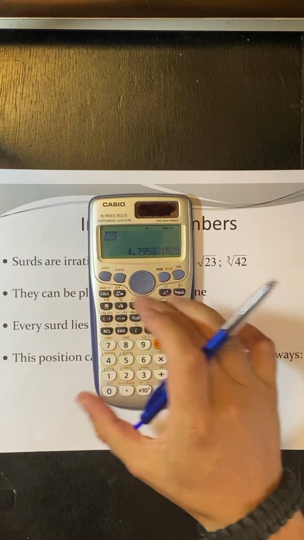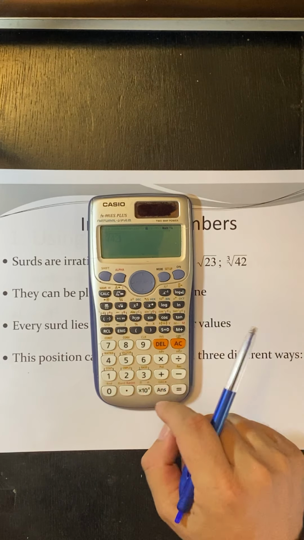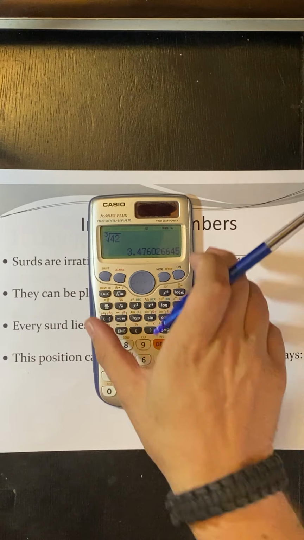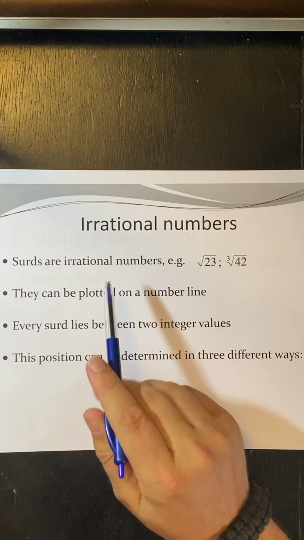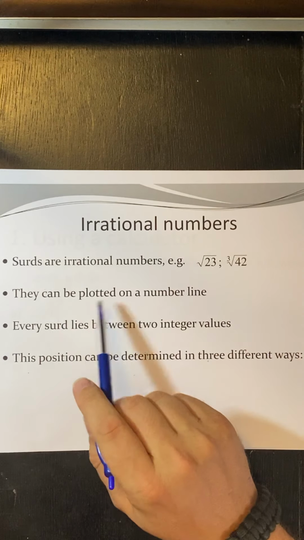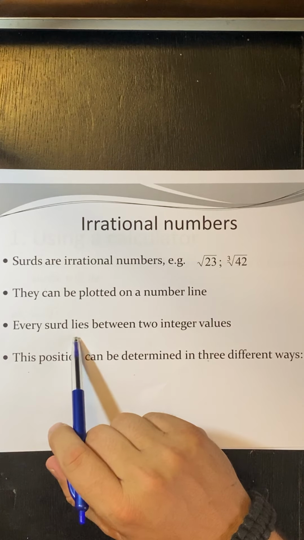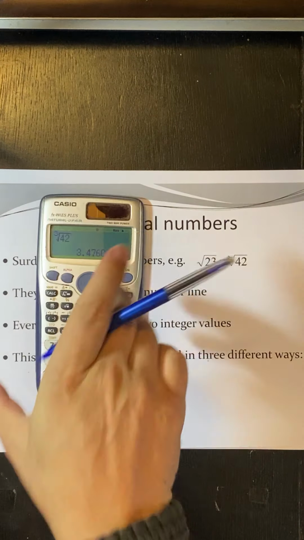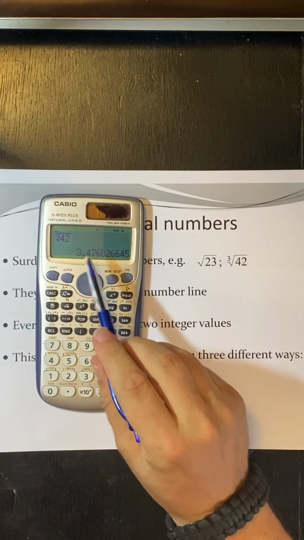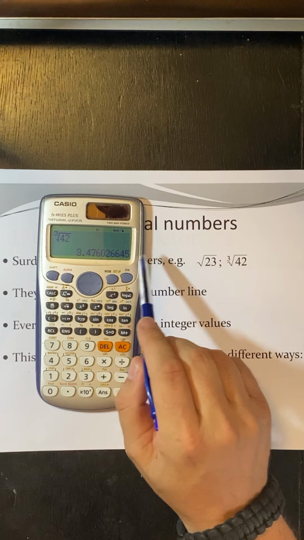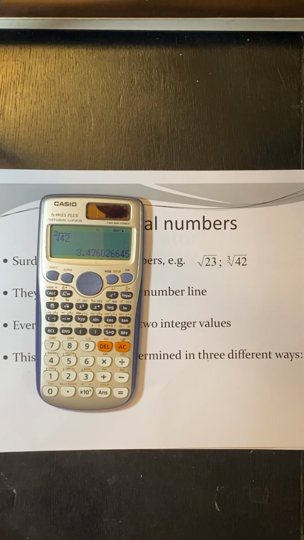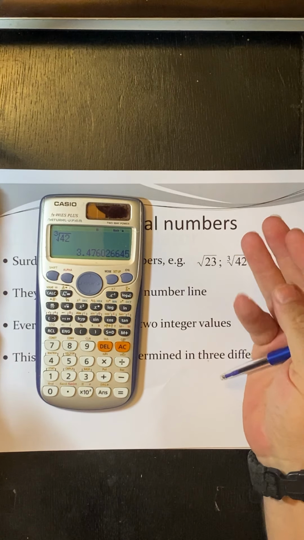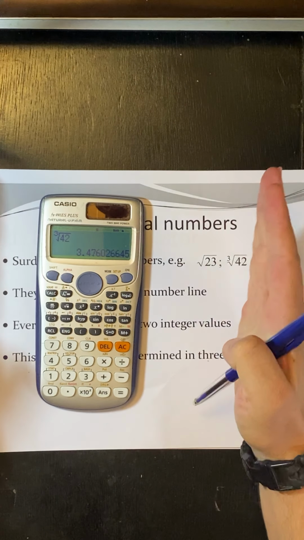The same thing would go for the cube root of 42. As you can see, non-terminating and not repeating. So those are irrational numbers. Now, because they're real numbers, they can be plotted on a number line. Every surd lies between two integer values. If we have a look at this cube root of 42, 3.7476 and so on lies between two integers, 3 and 4.